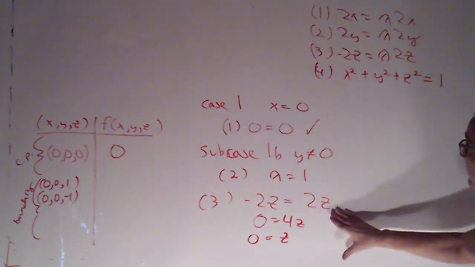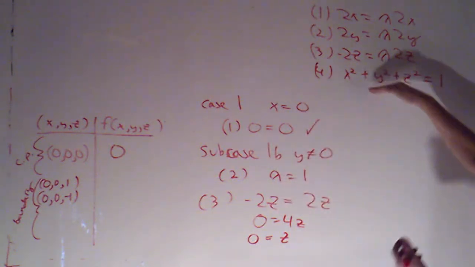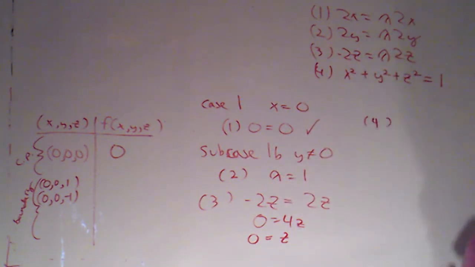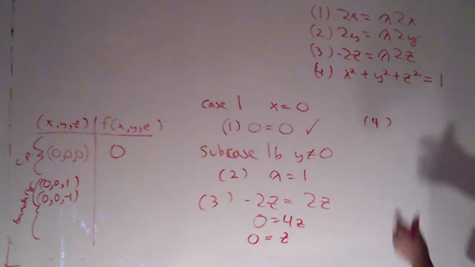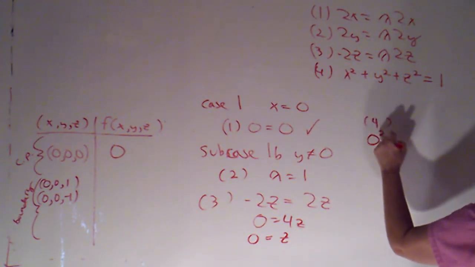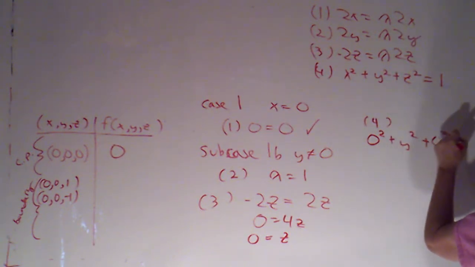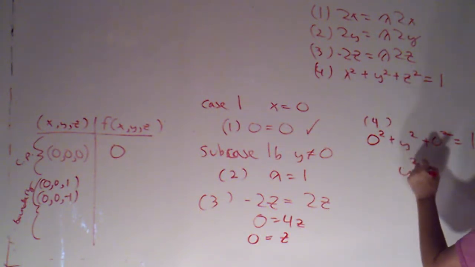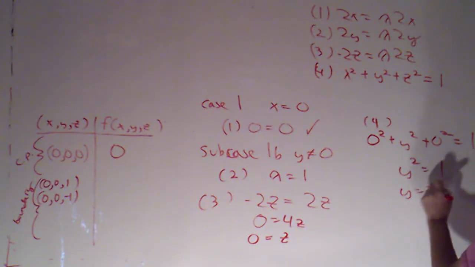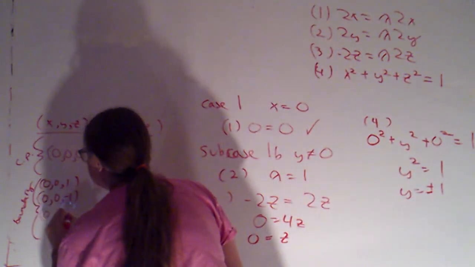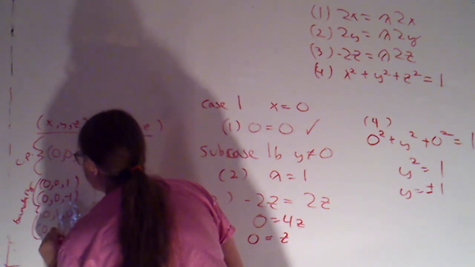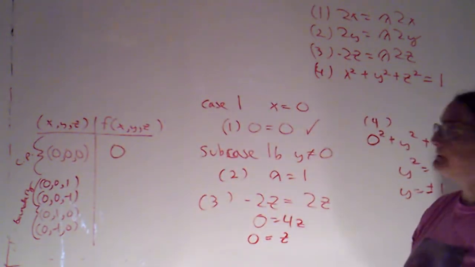Okay. So now, let's see, I checked equations 1, 2, and 3. Let's go to 4. So what do I know? I know that x is 0 and z is 0, but I've still got to solve for y. So I'm going to get 0 squared plus y squared plus 0 squared equals 1. Y squared is 1. Y is plus or minus 1. So I'd have 0, 1, 0, and 0, negative 1, 0.